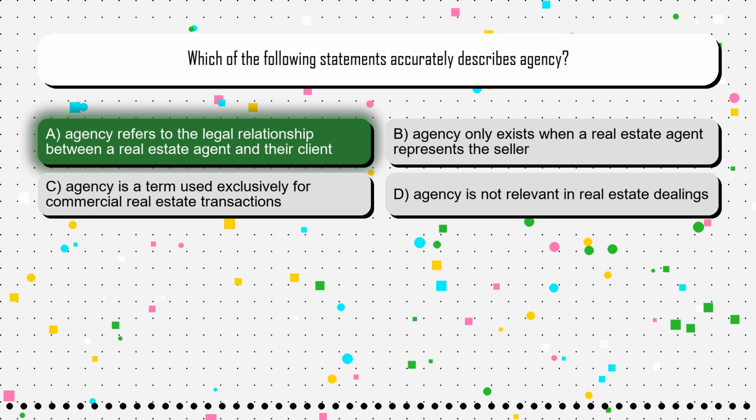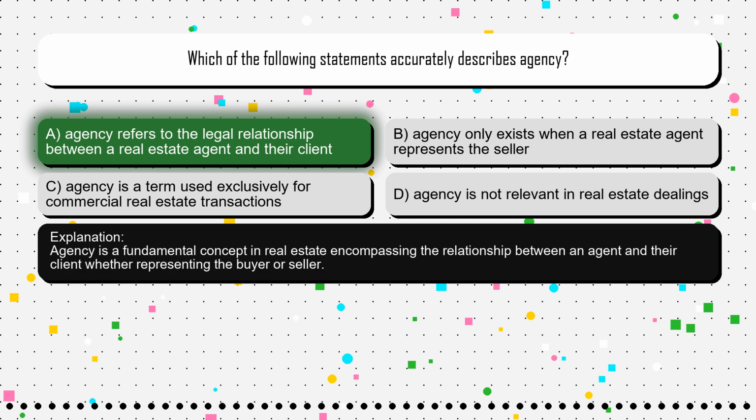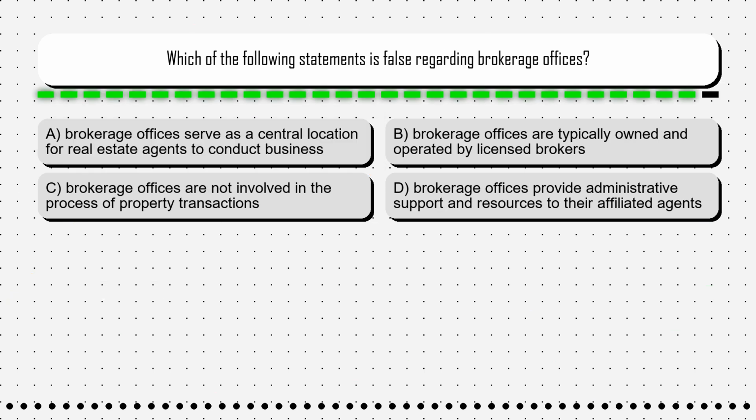The correct answer is option A, agency refers to the legal relationship between a real estate agent and their client. Agency is a fundamental concept in real estate encompassing the relationship between an agent and their client, whether representing the buyer or seller.